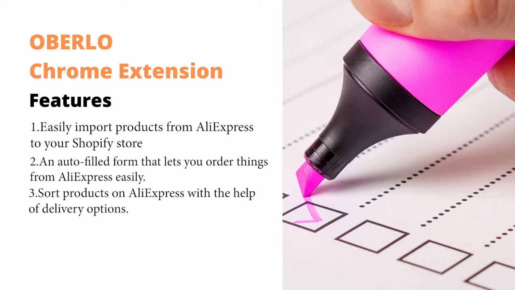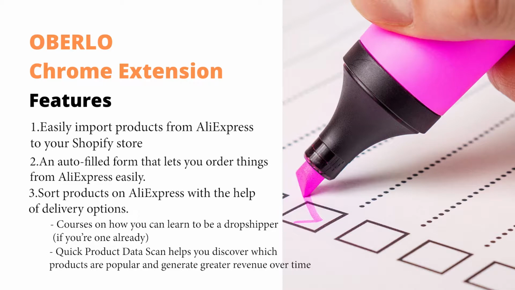More than that, by signing up for the Oberlo Chrome extension, you get a few more things, like courses on how you can learn to be a dropshipper, if you're not one already. Second one is that quick product data scan helps you discover which products are popular and generate greater revenue over time, and dropship products in a few clicks. Plus, it also saves time by offering you auto-updated access to new features.